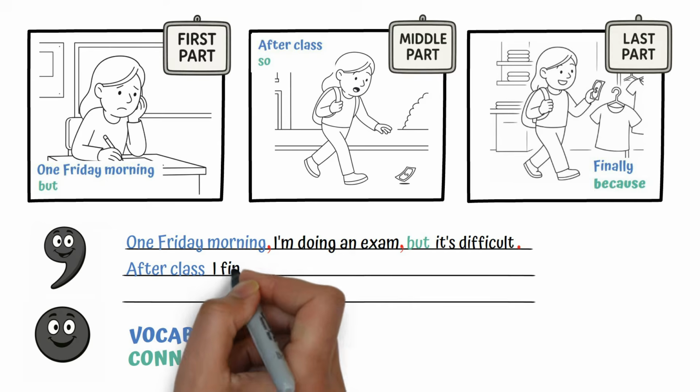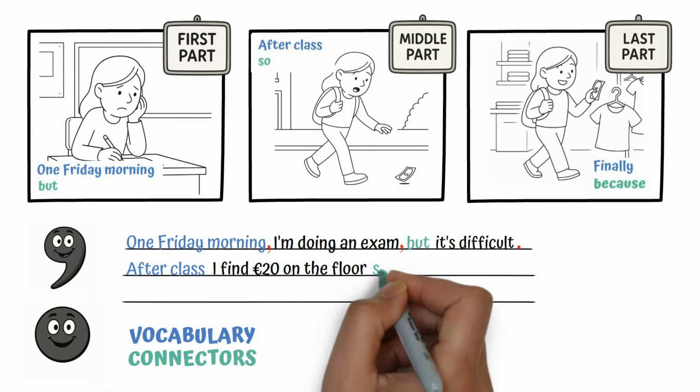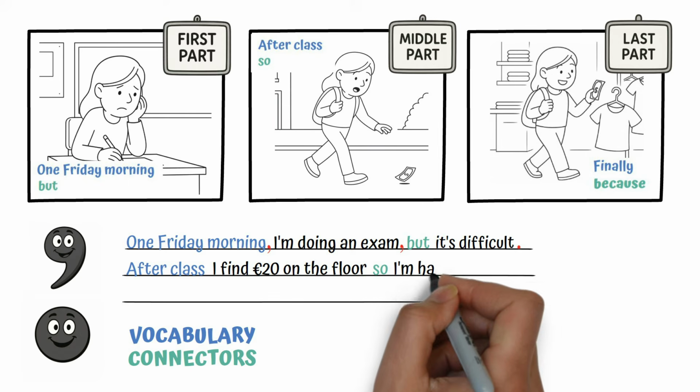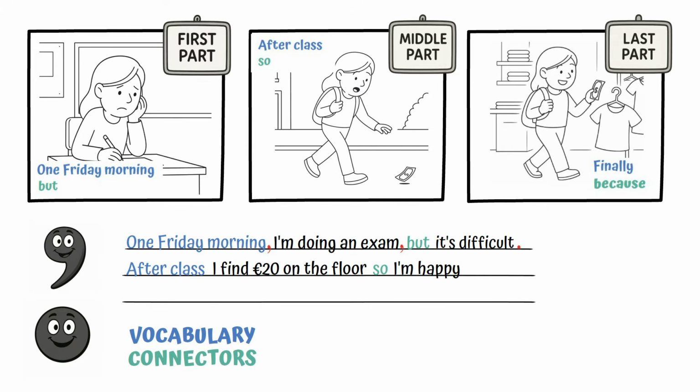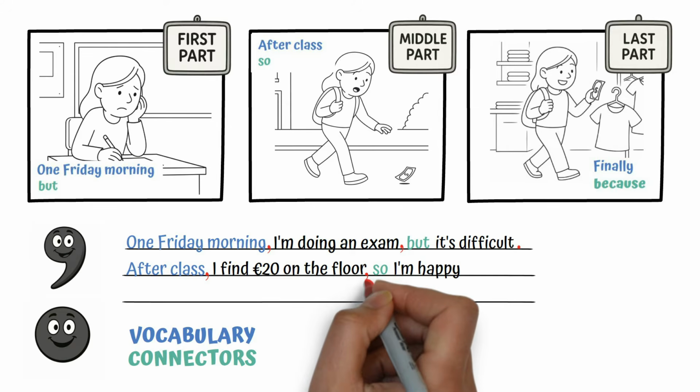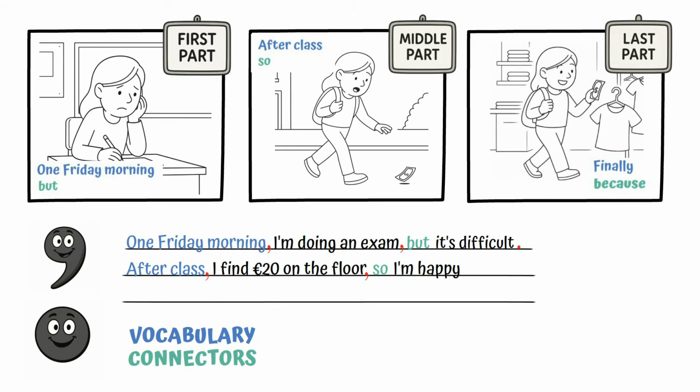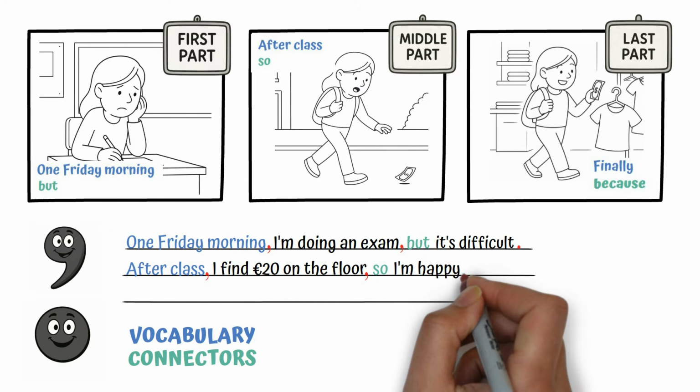After class, I find €20 on the floor. So, I'm happy. Again, don't forget the commas and full stops. After class, I can use a comma and before the connector so. And again, use a full stop at the end of your sentence.